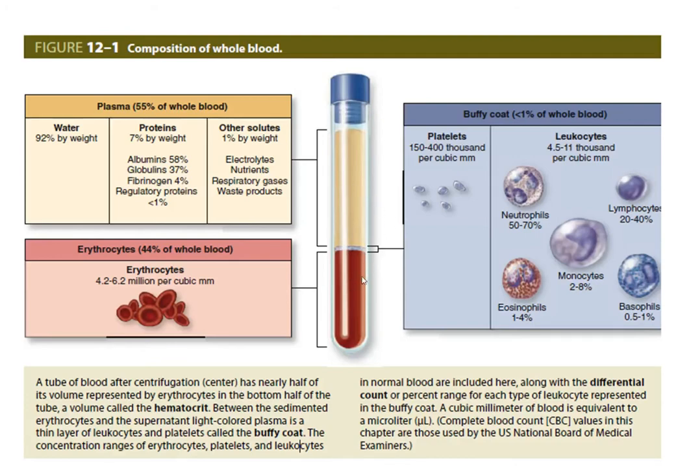This is a tube of blood after centrifugation. The precipitate is erythrocytes, while the supernatant is plasma. In between there is a layer called the buffy layer, which includes the leukocytes and platelets.